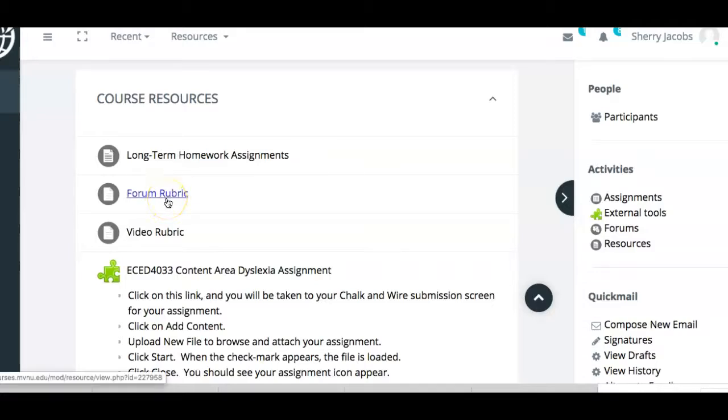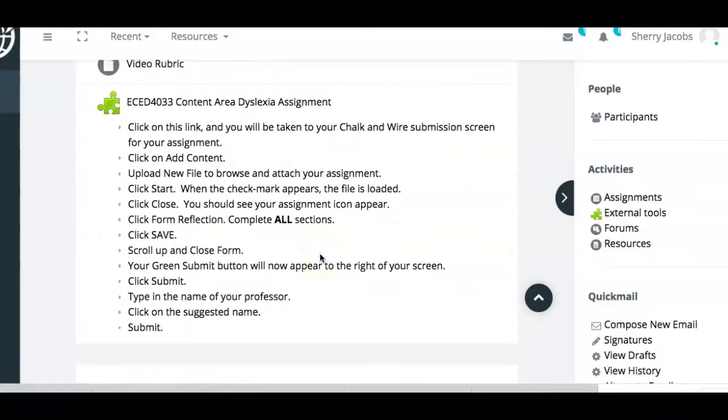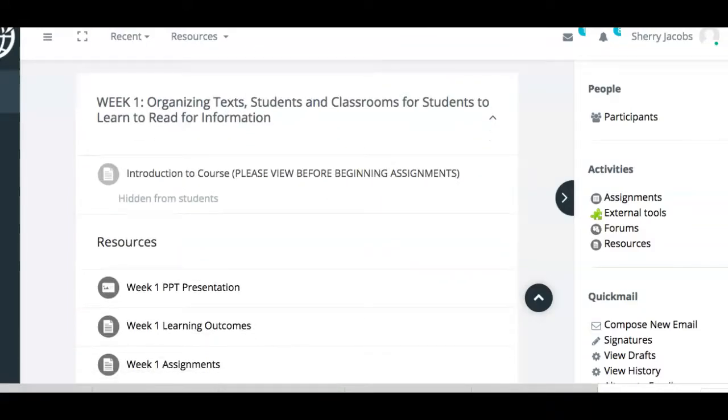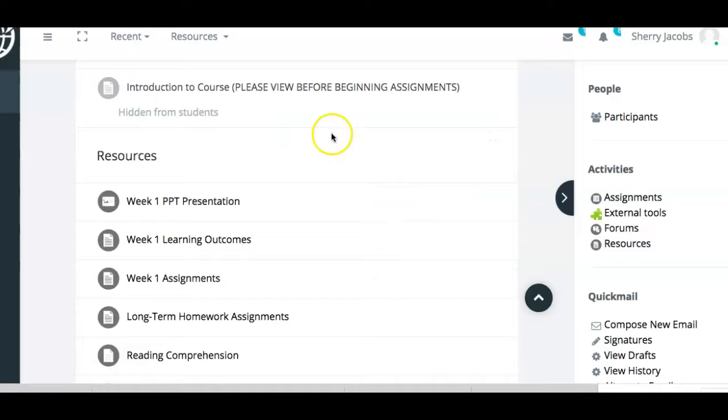Here is the forum rubric. It's at the top here since it's used most weeks. Here's the video rubric. It's at the top here because there are 2 weeks. Here's your chalk and wire link for the dyslexia assignment. And then we'll look here at week 1. Of course, you found the introduction because you're watching it right now.